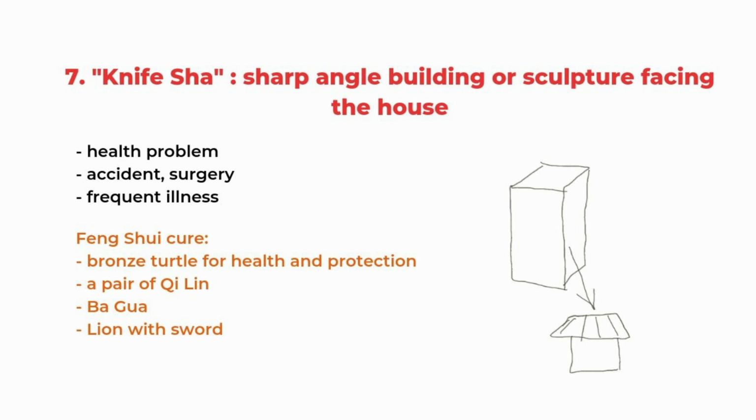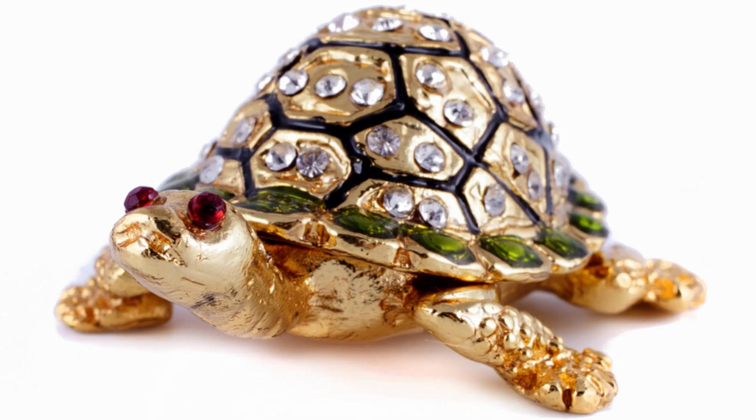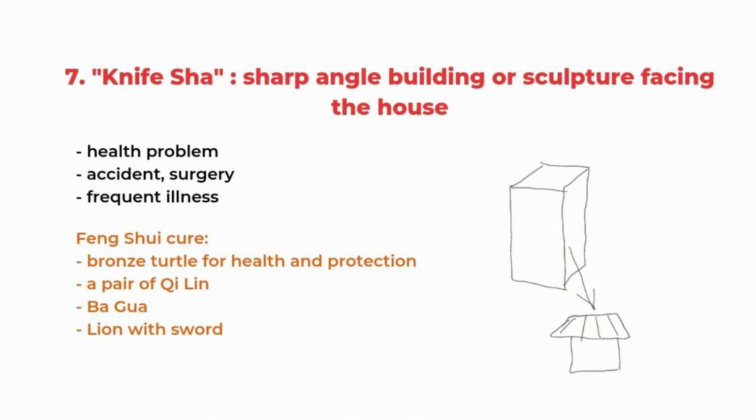The last one of the Feng Shui Sha Qi is a knife Sha Qi. That means sharp angled building or sharp angled sculpture facing your house. The sharp angle or triangular shape creates a negative Sha Qi, and again it can cause health problems, accident, surgery, or frequent illness. This is very similar to the previous one, and the cures are the same. You can have bronze turtle for health, and the Qi Lin or Bagua or lion with sword.